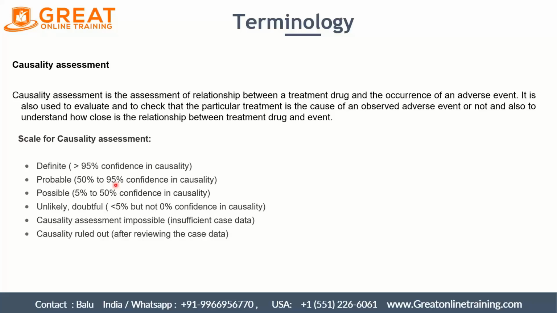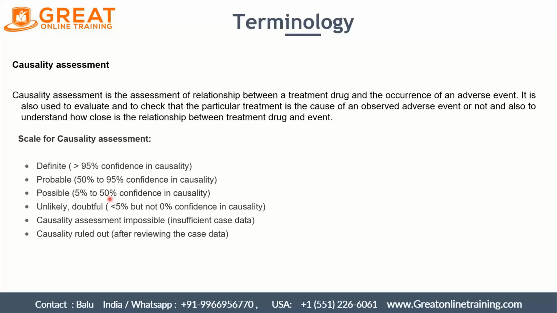So if we have such information, then we can consider that event as probably related to the medication. And the possible is used when there is a confidence of 5 to 50% in the causality. It's like where there is an event with reasonable time relationship to the drug intake and could also be explained by the disease or the other drugs.